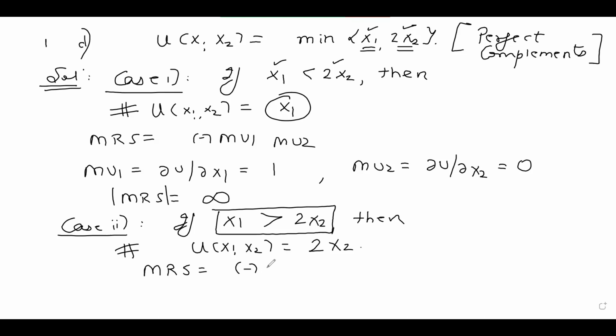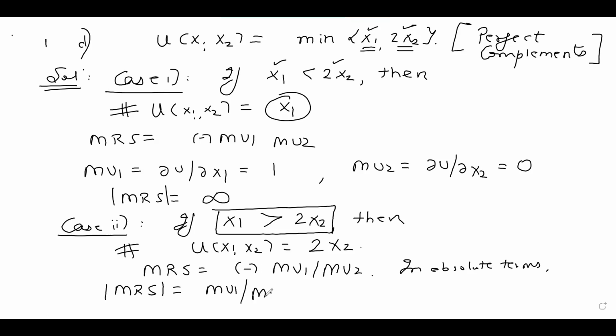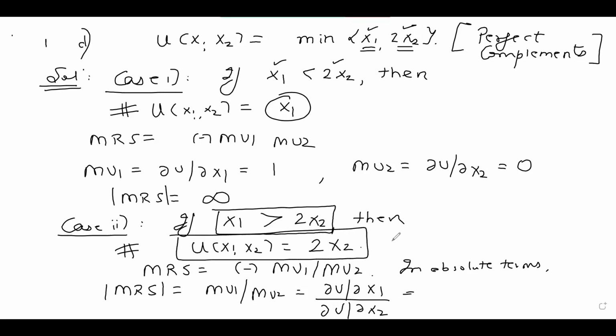In general, remember students, the formula for MRS is minus mu1 by mu2 only. But in absolute terms, if I take the mod value, mod of MRS is mu1 by mu2. mu1 is del u by del x1. mu2 is del u by del x2. For this particular utility function, del u by del x1 is 0 because there is no x1 in this utility function. Del u by del x2 is 2. So my answer is 0 by 2, which is 0.